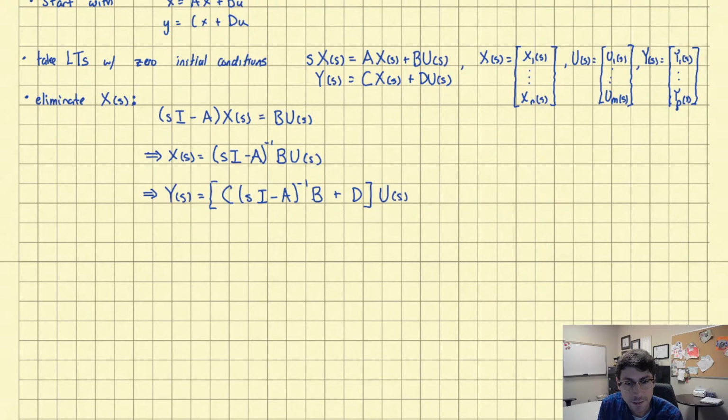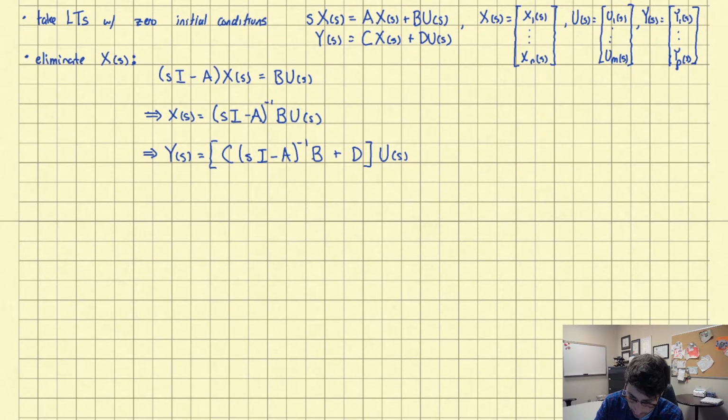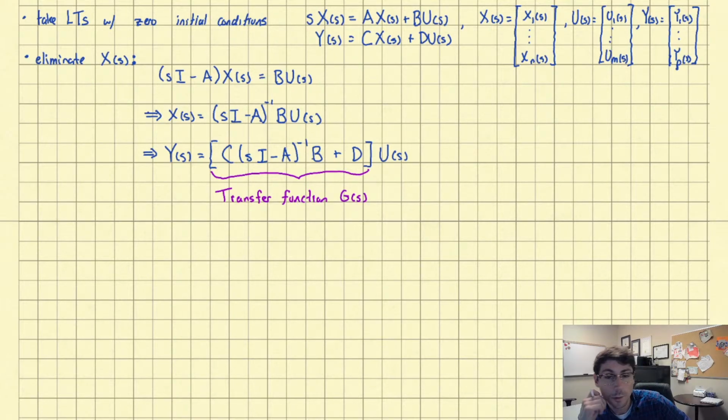And there we go. That's our transfer function in terms of the four tuple A, B, C, D. Now, for multi-input systems, you might hear the term transfer matrix, because it's a matrix of transfer functions. But for a single input, single output system, this would just be a scalar transfer function, the ones we've seen many times.